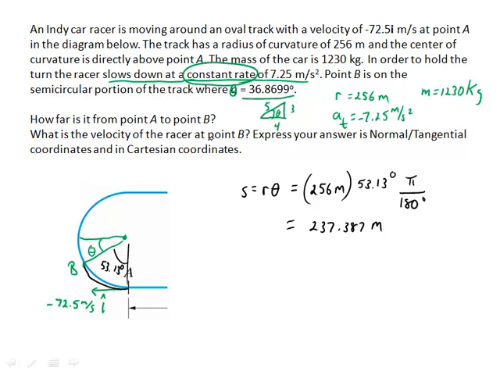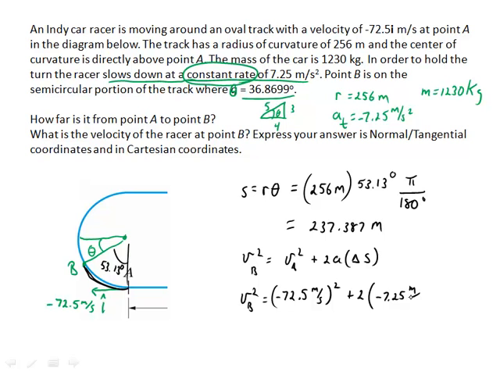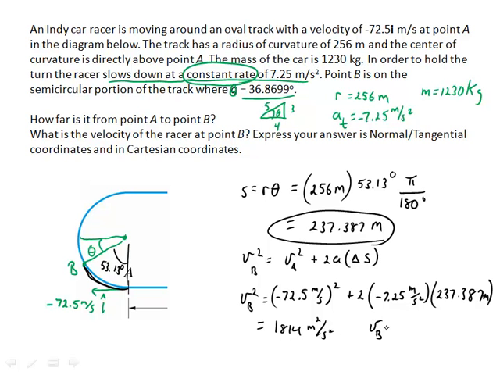What is the velocity of the racer car at point B? Well, since I have a constant tangential acceleration along the curve, I can use constant acceleration equations. And so V sub B squared equals V sub A squared plus 2A delta S. And I'm going to use S because this is an arc length. And so V sub B squared equals 72.5 meters per second, and that's negative, so I'm going to go ahead and put that in because I'm squaring it, plus 2 times the acceleration, which is negative 7.25 meters per second squared, and the distance I just traveled, I just discovered, so that's 237.387 meters. So V sub B squared is 1814 meters squared per second squared. So V sub B is going to be the square root of that, which is 42.6 meters per second.